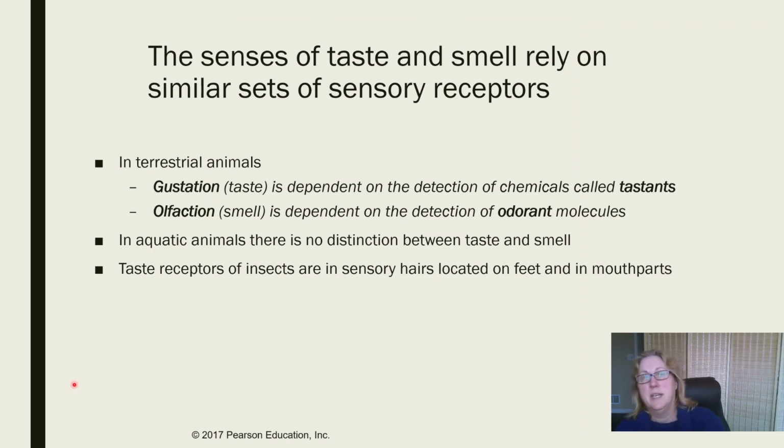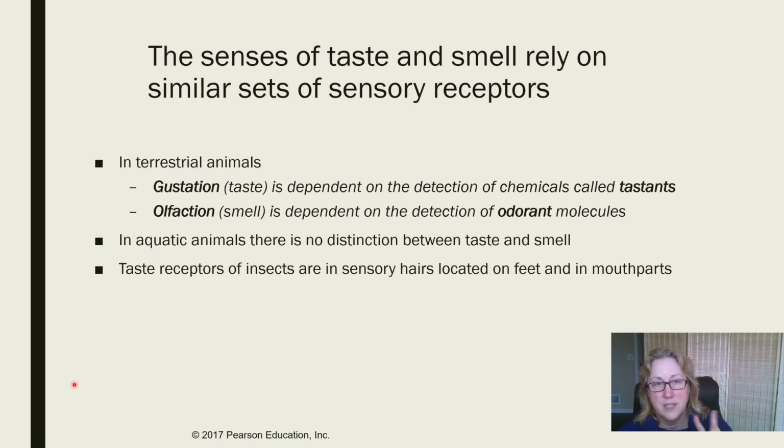Okay, let's talk about taste and smell. So taste is what your tongue and your mouth does. Smell is what your nose does. And for things that live in the water, both of those things would be the same. But for land animals, those two senses are different.